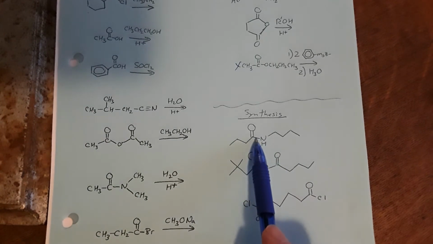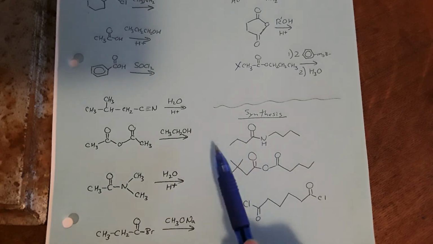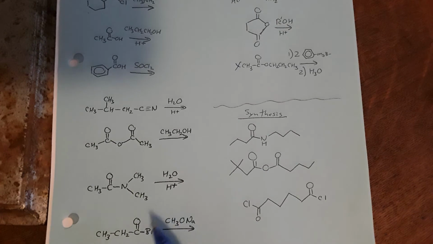If you're going to make an amide, you're going to make it from an acid chloride and an amine. You're going to make that acid chloride from a carboxylic acid, etc. So these are good practice ones. Work backwards to fragments of 2 carbons or fewer.